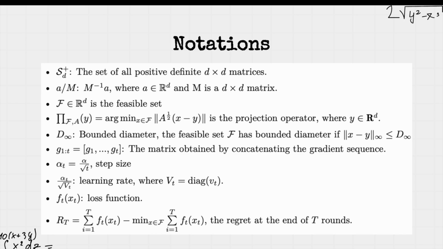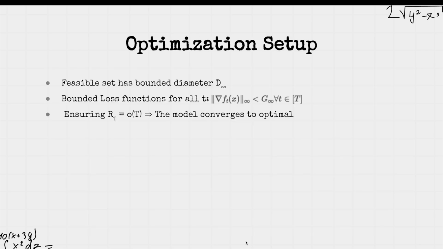Now finally, R T represents the regret at the end of T rounds. It is the difference between the cumulative loss incurred by following a sequence of decisions x t and the cumulative loss of the best single decision x within the feasible set F in hindsight. The optimization setup has two rules. The first one, we should ensure that the feasible set has bounded diameter D infinity, and the second one is that we should ensure the gradient of the loss function at each time step is bounded.